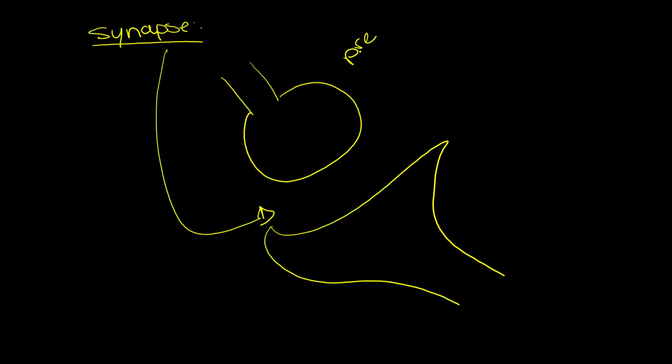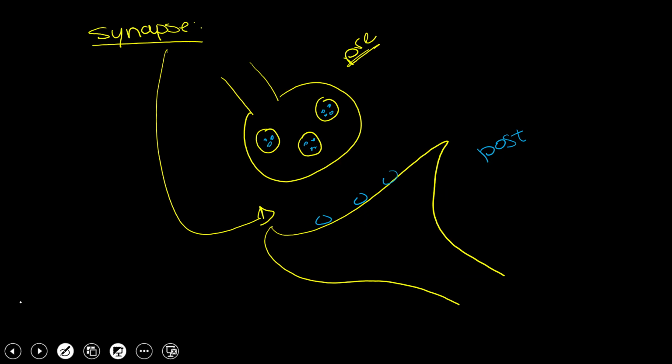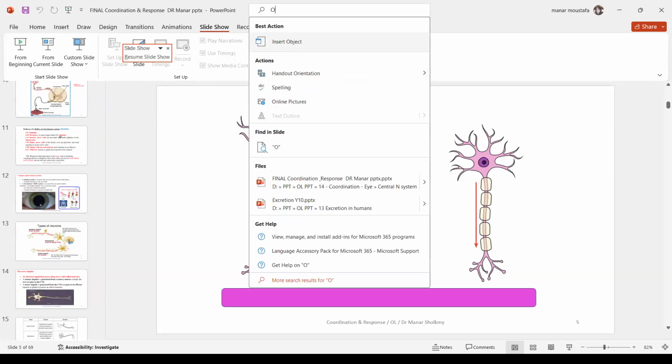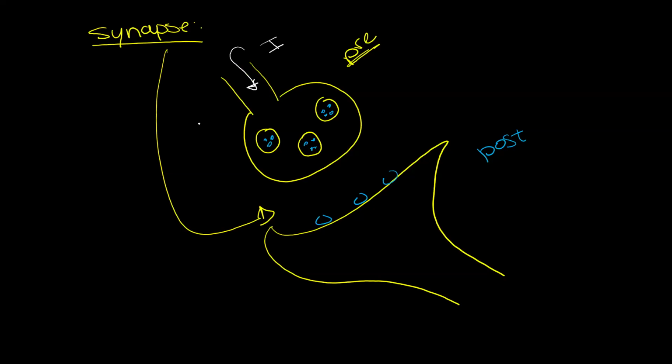In the presynaptic nerve cell, I have vesicles, containers that contain what? Who will remind me? They contain neurotransmitters. Okay. And in the postsynaptic nerve cell, I have complementary, what are these? Receptors. That's it. Okay, we will start by the arrival of an impulse. The impulse will arrive. When they arrive, what do they activate? They activate the vesicles.